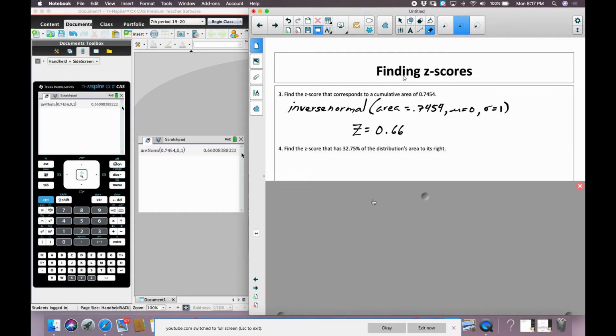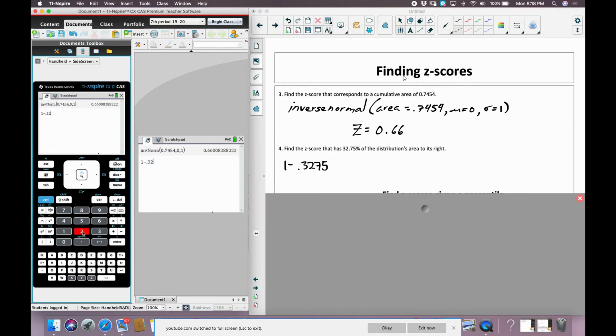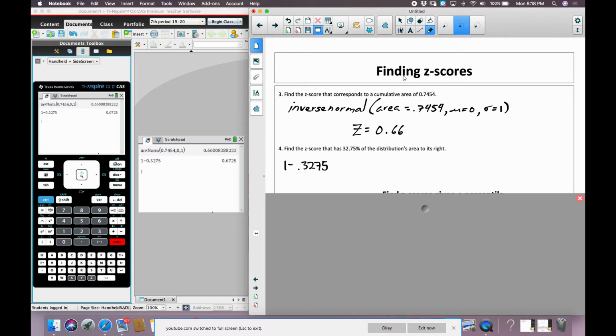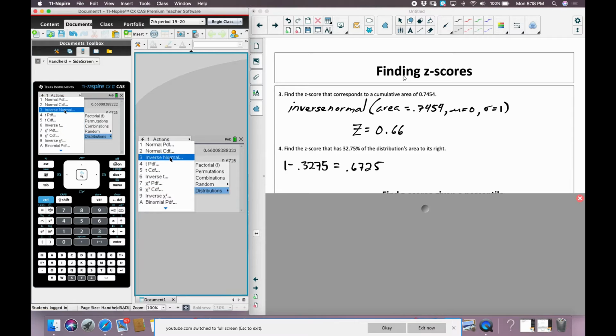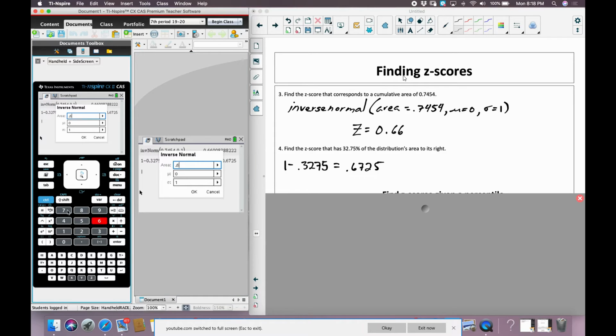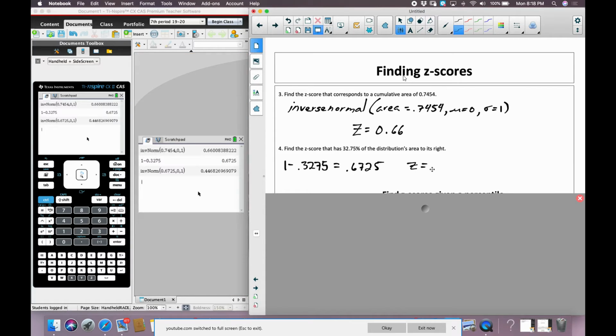Okay, find the z-score that has 32.75% of the distribution's area to its right. So again, the calculator also needs area to the left, so we're going to do 1 minus that first. It's going to give us an area to the left that's 0.6725. Now I'm ready for the calculator. So menu, probability, distributions, inverse normal, 0.6725, leave the mean 0 and 1, z equals 0.45.